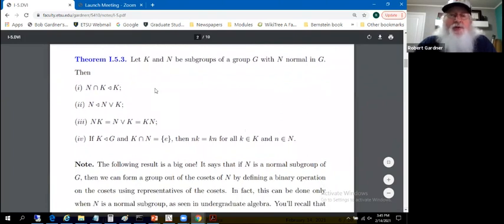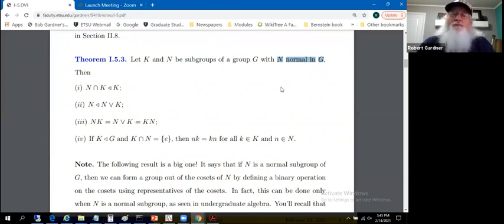So the situation here is let K and N be subgroups of group G with N a normal subgroup in G. So we don't have just subgroups. We've got subgroups of G, one of which is a normal subgroup. This is another one of those settings where G is the umbrella group and everything's happening inside group G. Claim 1. N intersect K is a normal subgroup of K.